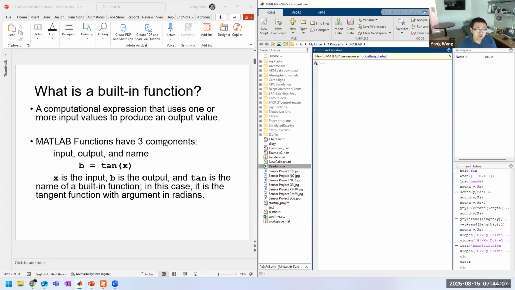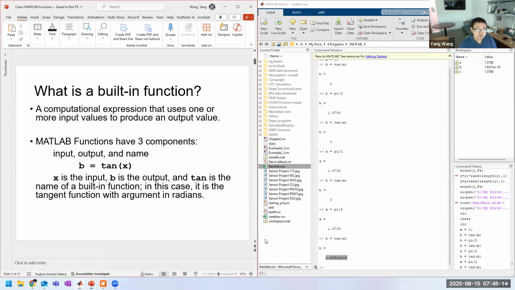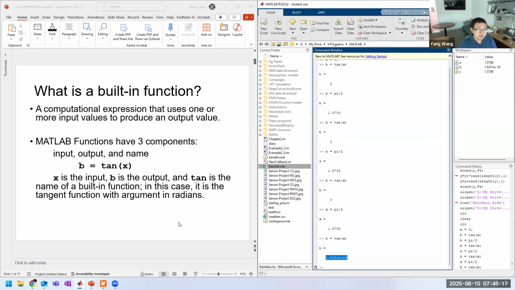So to try to use this built-in function, for example, if you know the value of x, you want to find out the tangent of x, right? So then you can just first define x equals, let's say, 0, right? And then to get the b, you just need to type in tangent, the name of the function, and then put x inside, you get 0. Tangent of pi over 2, which is 90 degrees, should be an infinite value, which is why it's giving you a significantly bigger value. Okay.